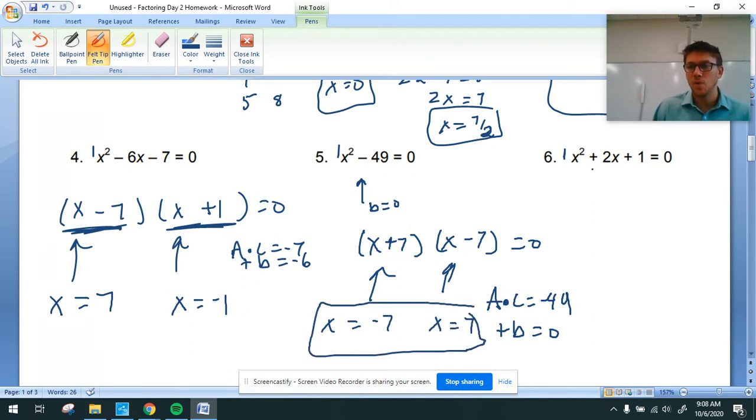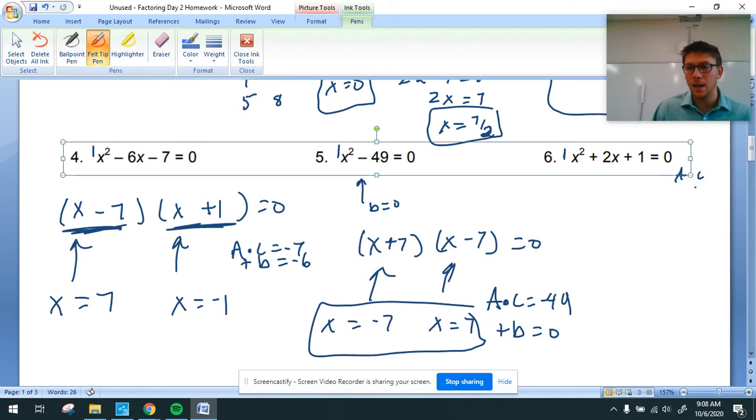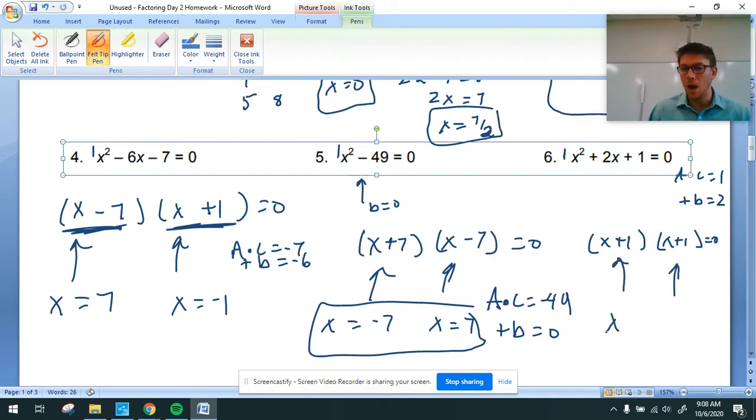Okay, next one here. I need two numbers that multiply to 1 and add to 2. Well, the only numbers that multiply to 1 are 1 and 1. And 1 plus 1 is also 2. So my solutions here are negative 1 and negative 1. It is okay to have the same answer twice. We call that a double root.